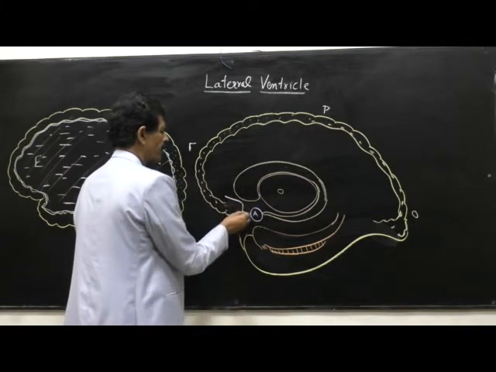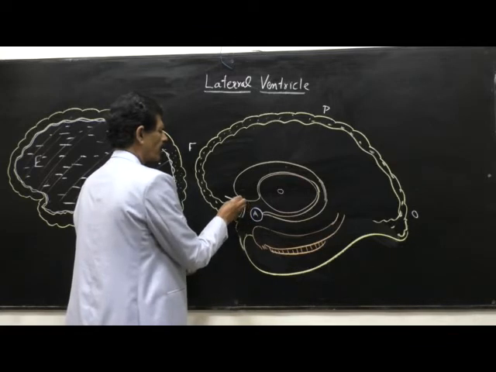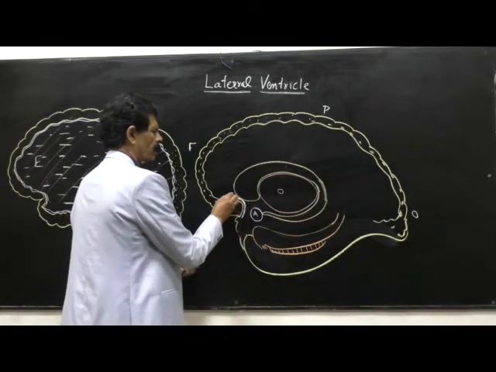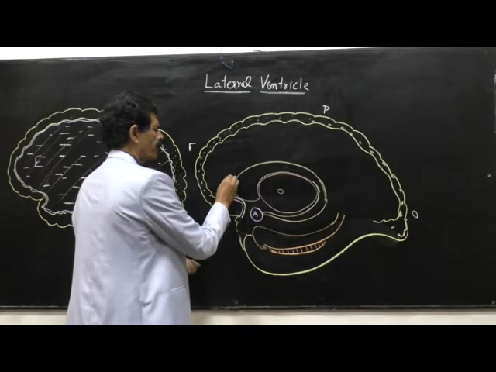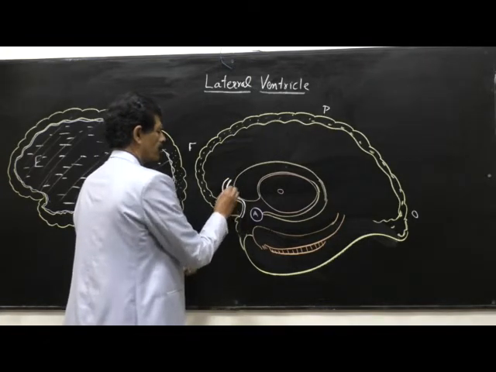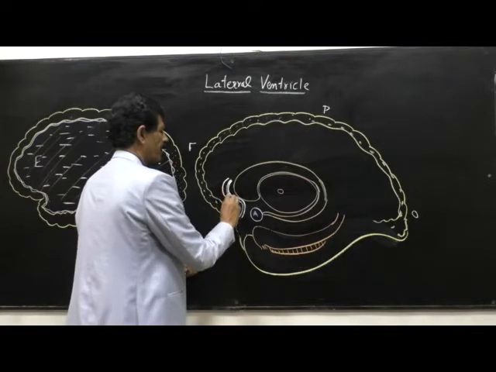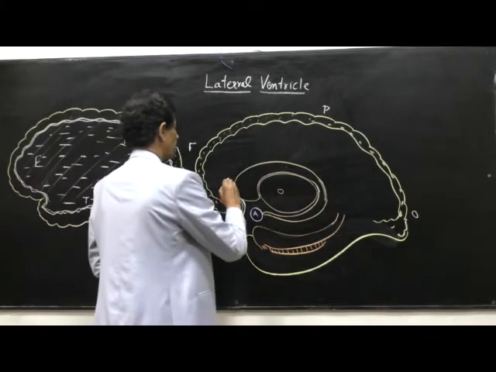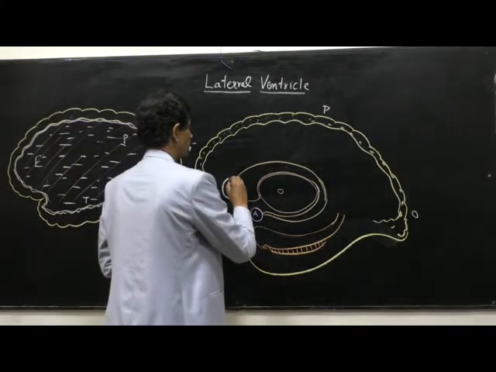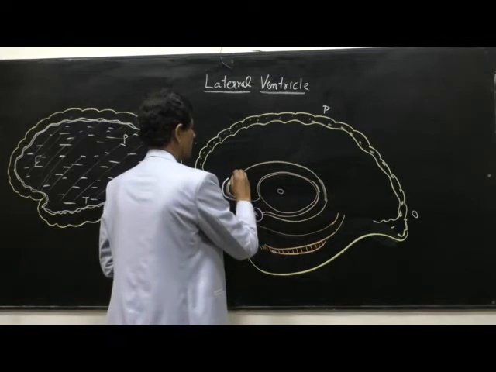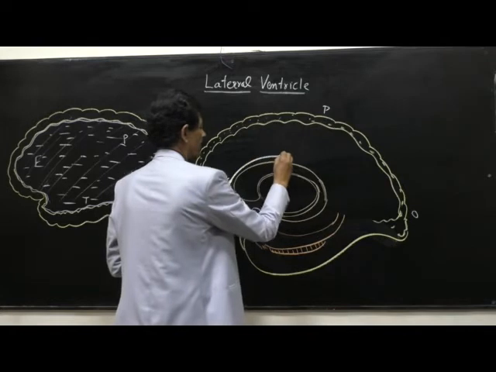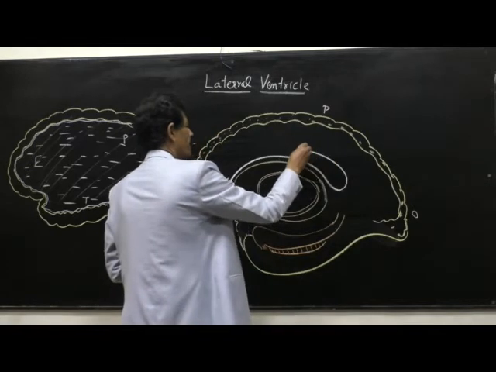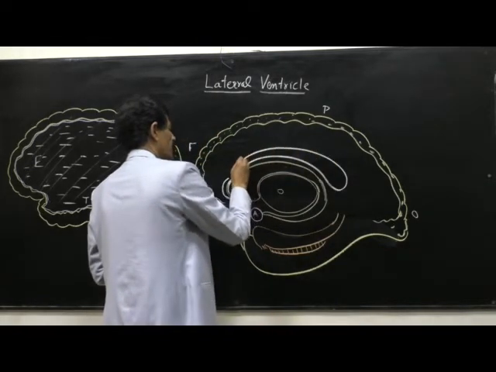This is the horizontal part of the corpus callosum, that is called the rostrum. Then the rostrum bends up. This bending of the corpus callosum anteriorly in the frontal lobe is called the genu, meaning the bend. Then it runs upward and backward, and posteriorly ends in the splenium, and from the body or the trunk.